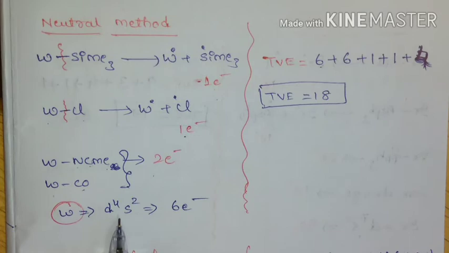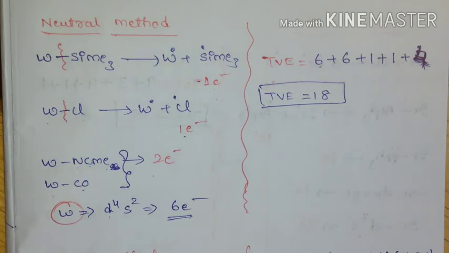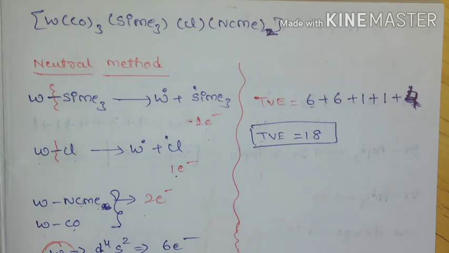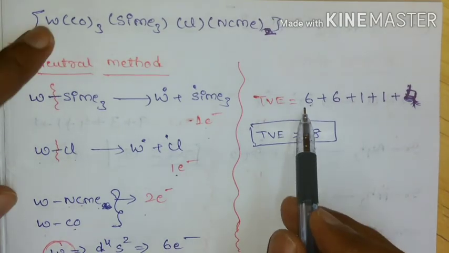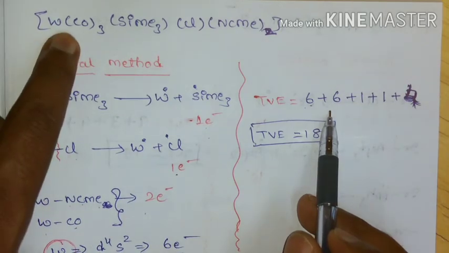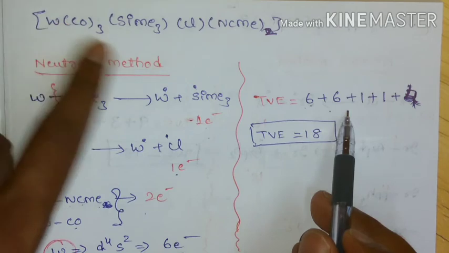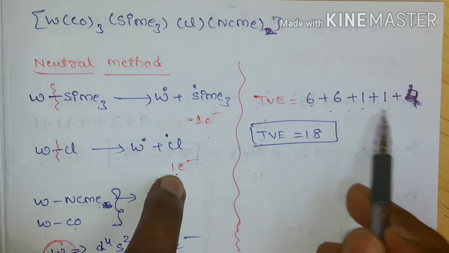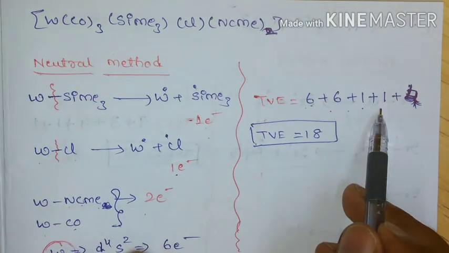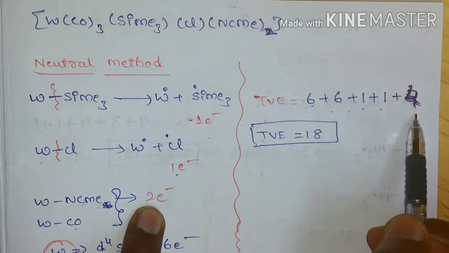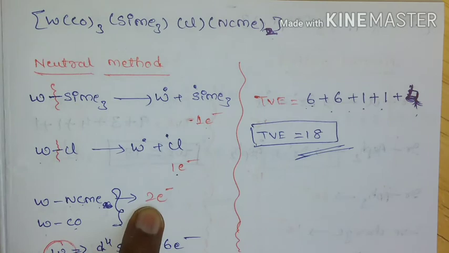And tungsten, its outer electronic configuration will be d4s2, it is going to contribute 6 electrons. So if I substitute all these values, we will check whether it gives 18. 6 for tungsten and 6 electrons from 3 CO, 3 into 2, 6 electrons. SiMe3 is going to contribute 1 electron. Cl is going to contribute 1 electron. NCMe is going to contribute 2 electrons, and this is 2 into 2, 4. So hence it obeys the 18 electron rule.